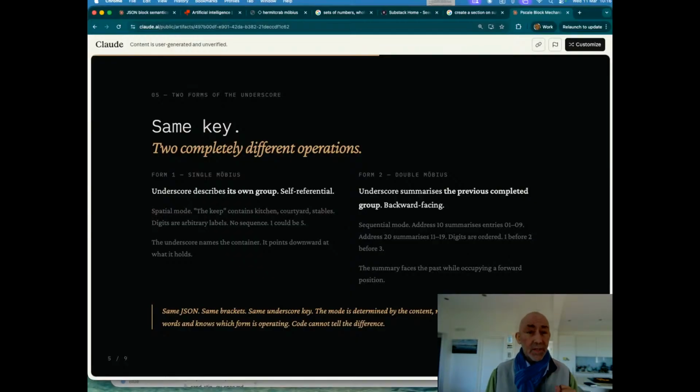Spatial mode: the keep contains the kitchen, courtyard, stables. Digits are arbitrary levels, no sequence. 1 could be 5. Okay. The underscore names the container. It points downwards at what it holds.